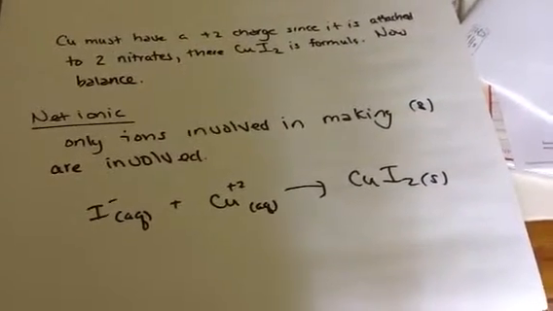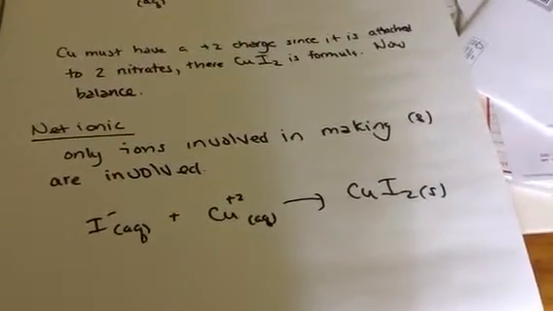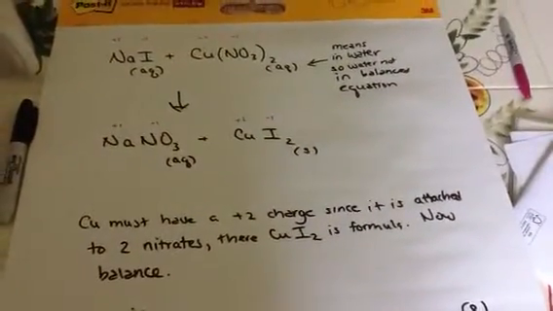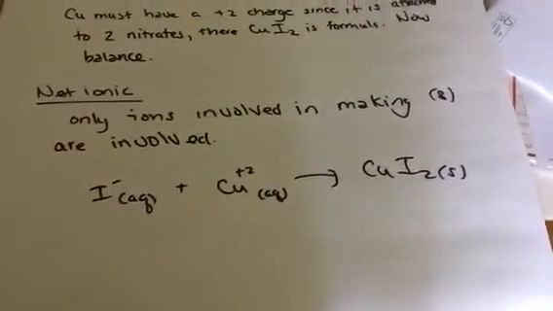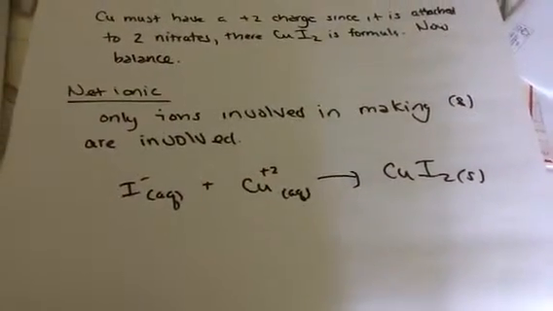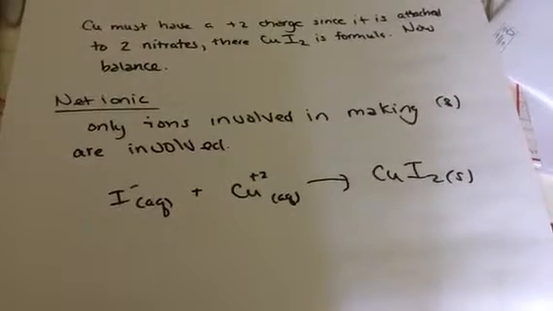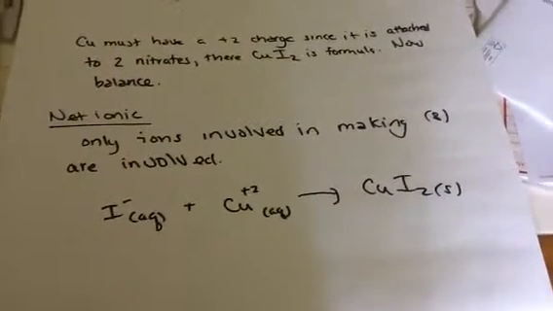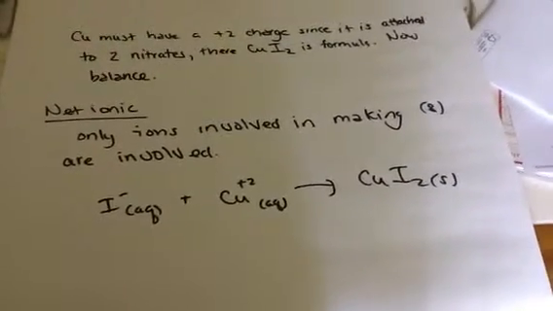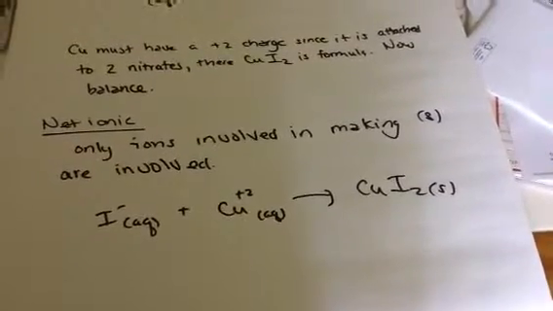So it would be the iodide ions and the copper ions, because everything else, the sodium and the nitrate, are still in solution. They're spectator ions. What's involved, the net ionic, means only the ions that are involved in making the solid, or if it was a liquid, but not other ions. And so your net ionic equation would be like this, but you have to balance it again.